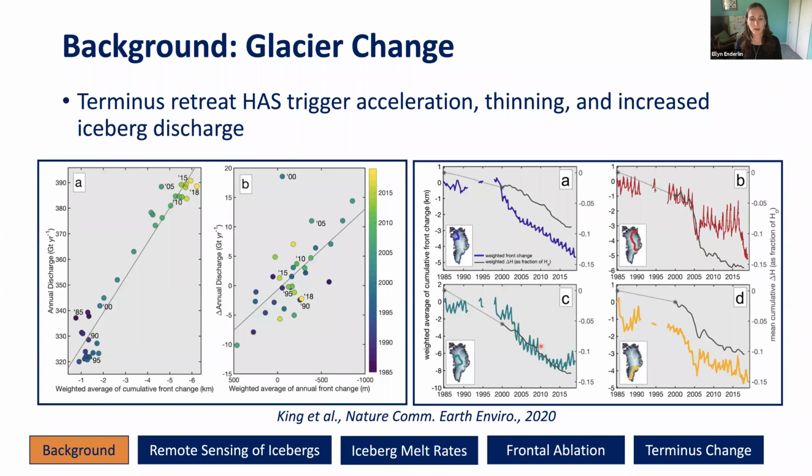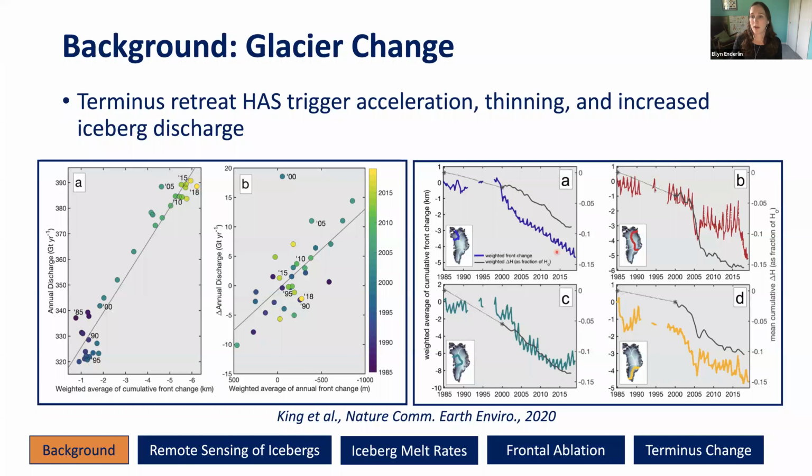Michaela King just had a paper come out this year where she looked at whether this retreat is really correlated to acceleration, thinning, and discharge. These plots show the change in terminus positions, the front change, on the x-axis, and on the y-axes the annual discharge and the change in annual discharge. You see that as the glaciers retreat, they are pumping out more and more ice.